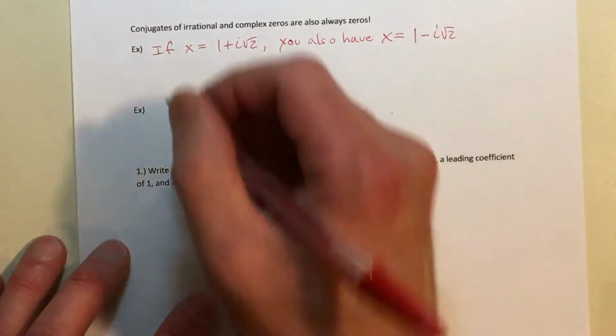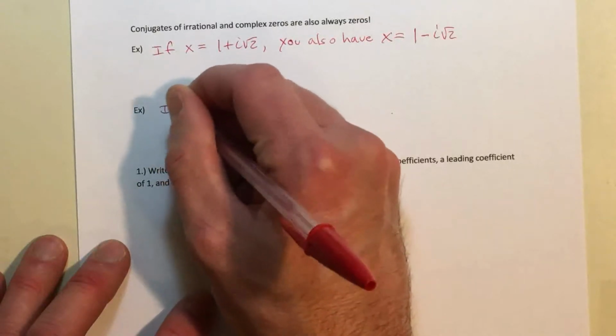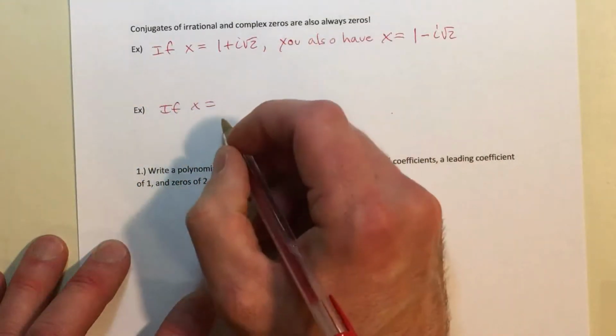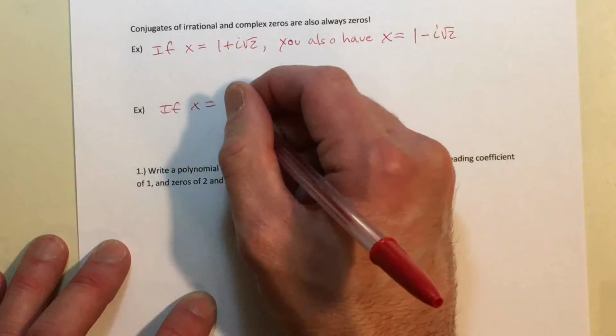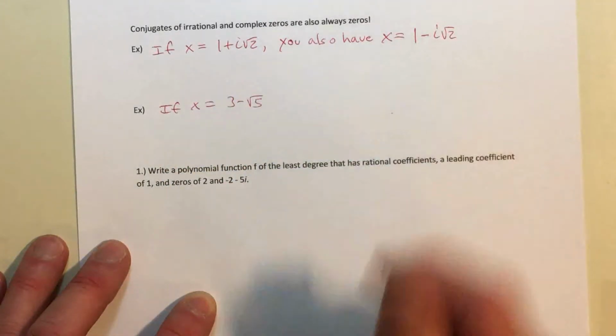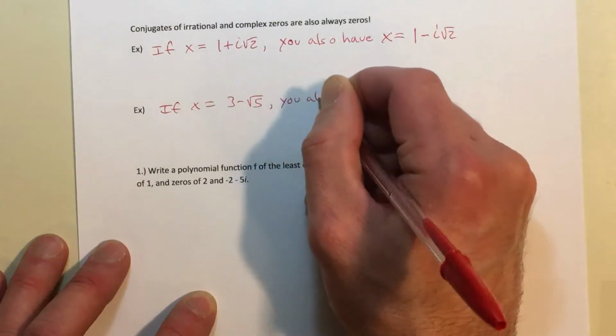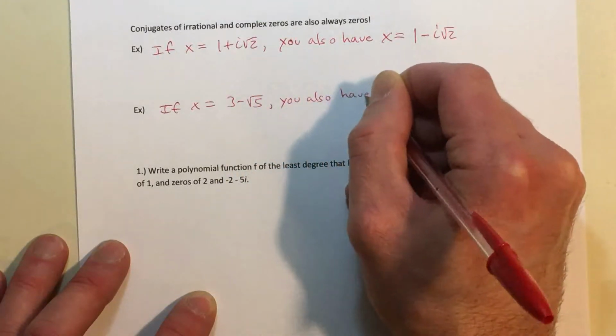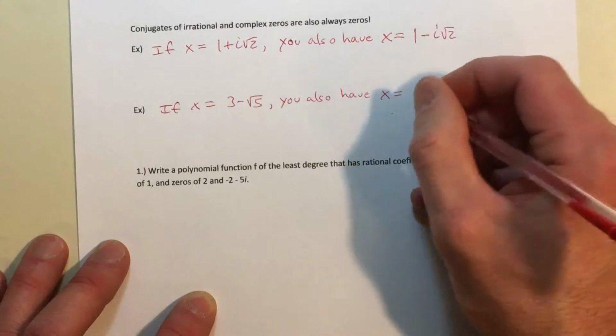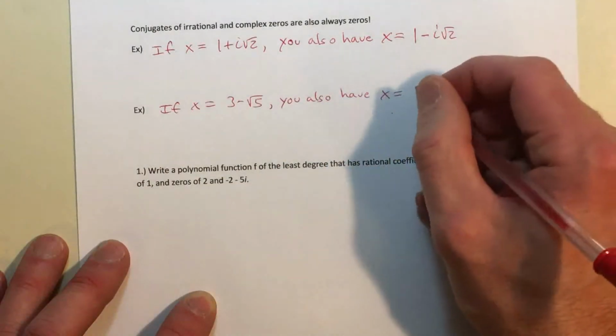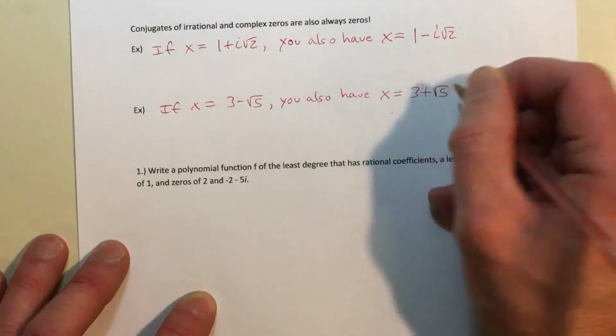Let's do another one here. If somebody tells you, hey, mister, you've got 3 minus square root 5 as one of your zeros, well, you're going to say, well, you know what else, buddy? You also have its conjugate as a 0. So they say 3 minus square root 5, you say 3 plus square root 5 as well.